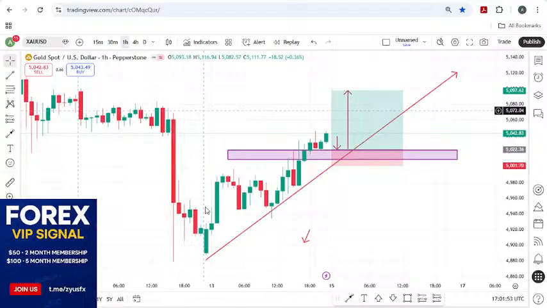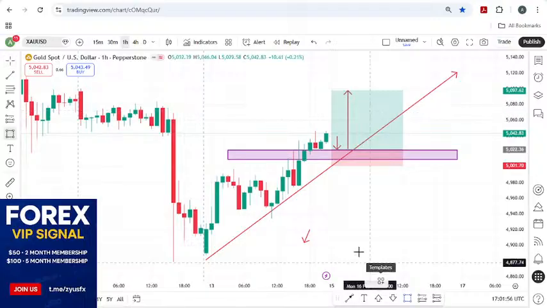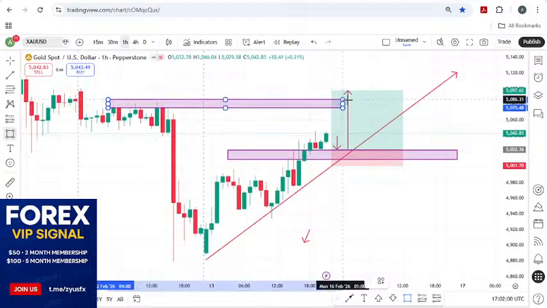Let me mark out your target. You want to look for a resistance level. So this should be your target.